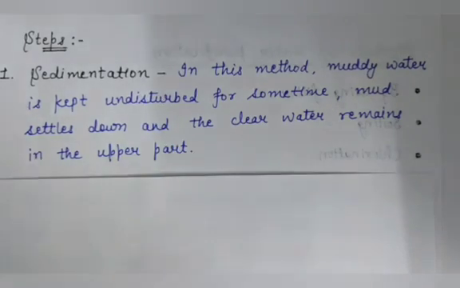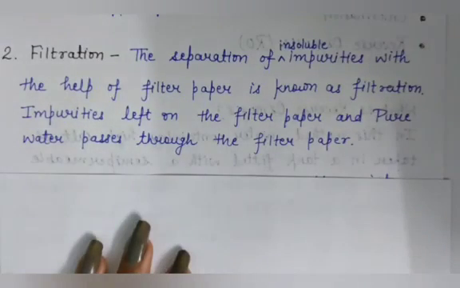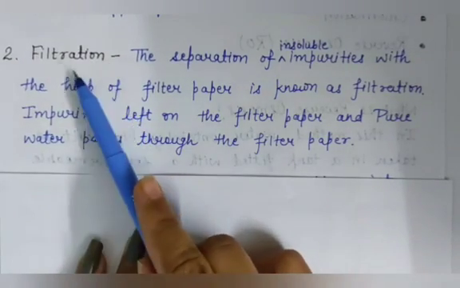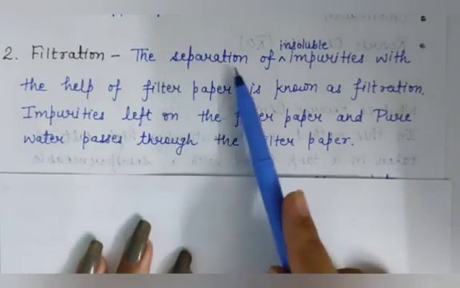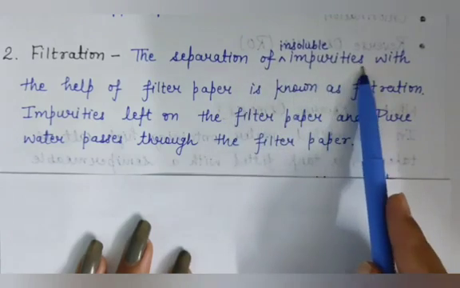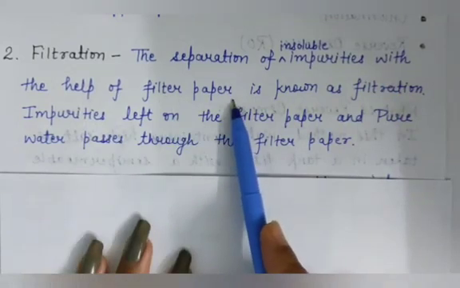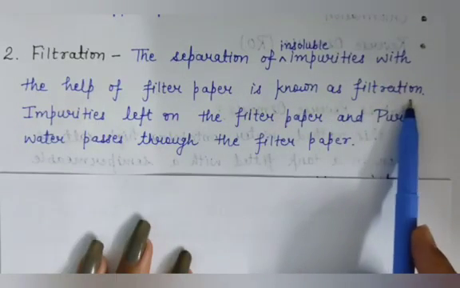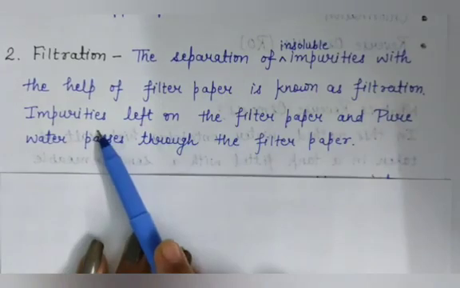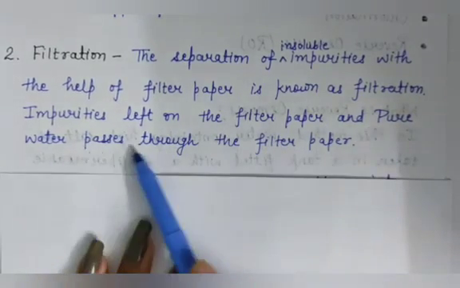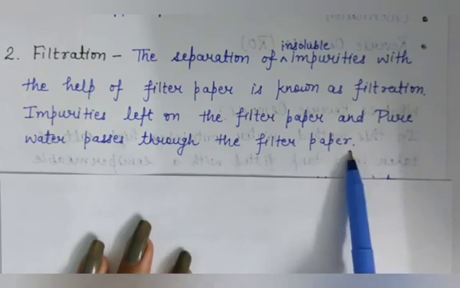Okay, it means in the first step we have separated the heavy particles. Okay, now second step is filtration. Now what is filtration? The separation of insoluble impurities with the help of filter paper is known as filtration. Impurities are left on the filter paper and pure water passes through the filter paper.